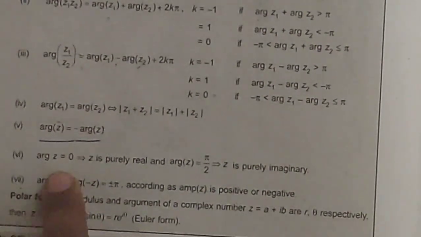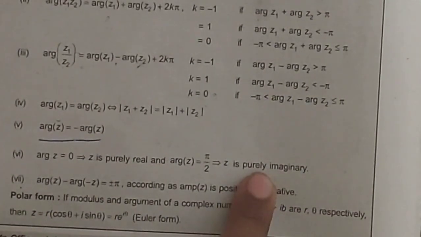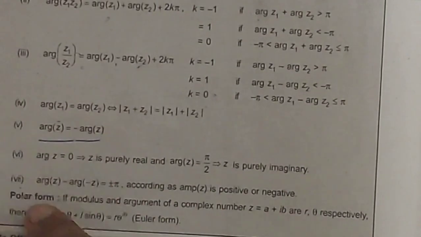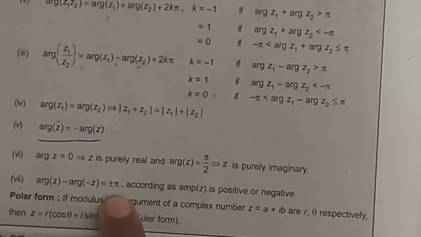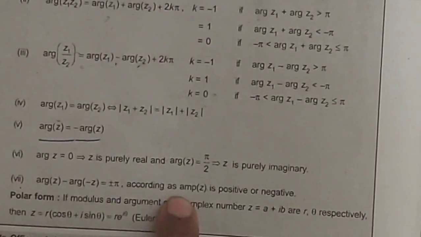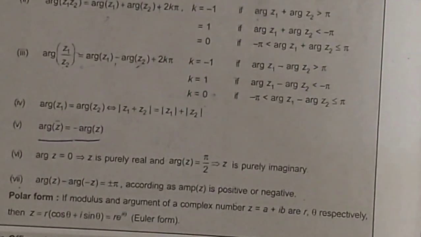So if argument of z is equal to 0, z is purely real, and if argument of z is equal to pi by 2, then z is purely imaginary. You already know this thing. Argument of z minus argument of minus z is always equal to plus minus pi, and according to the amplitude, that is according to the z, you'll get whether it's positive pi or negative pi.